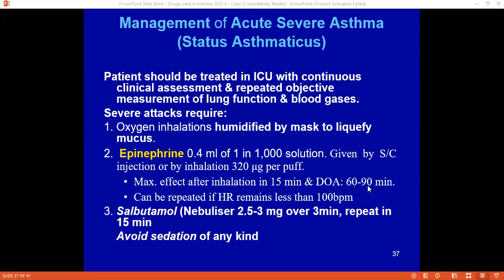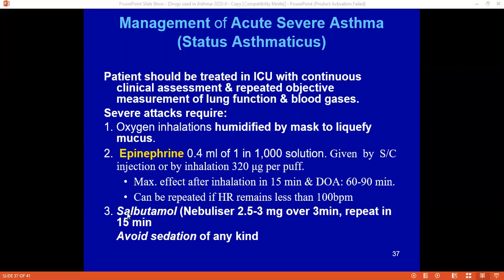The duration of action is 60 to 90 minutes when we give epinephrine, and it can be repeated if the heart rate remains less than 100 beats per minute. At the same time, we auscultate the patient, and if bronchoconstriction is relieving and the heart rate is not more than 100 beats per minute, we can repeat the second injection of epinephrine.